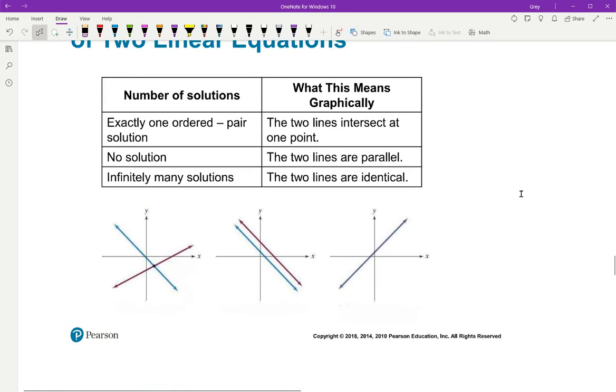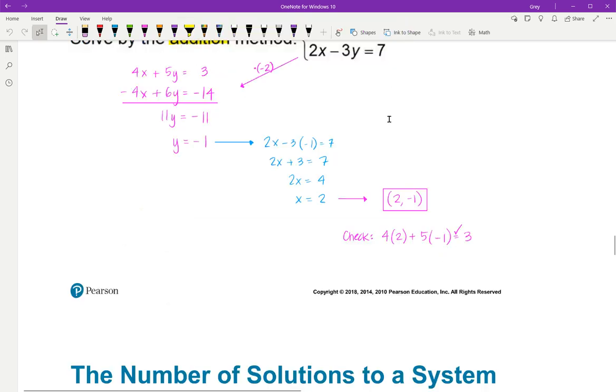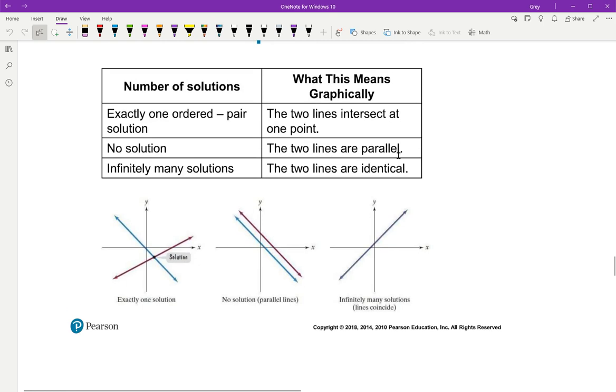Okay, we've been talking about this, but you should know exactly one ordered pair, one solution looks like this when you look at it. It's two lines that intersect. If there is no solution, then the lines are parallel, and infinitely many solutions mean the lines coincide, or one is what we call dependent on the other. Why? Okay, I'm so sorry.